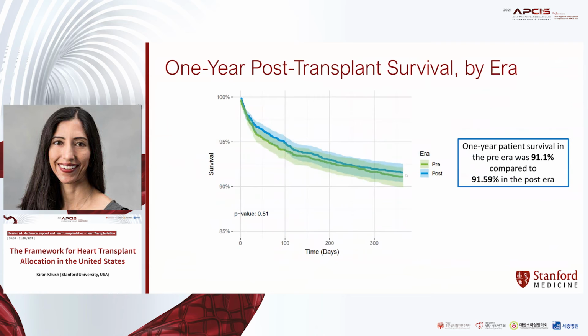Data to date show that survival after transplantation is equivalent between the new and the old allocation system. Of course, most of our follow-up to date is only 1 or 2 years, given that the new system was only implemented in October 2018.